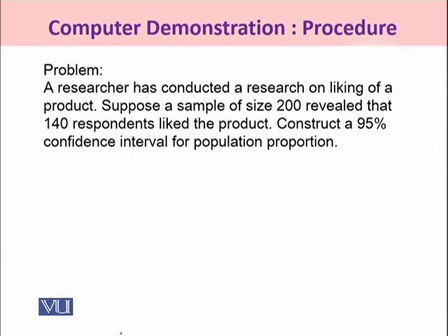A researcher has conducted a research on liking of a product. Suppose a sample of size 200 revealed that 140 respondents like the product. So what we are given, students, is the sample size, that is 200. So here n is 200 and x is 140. And we are required to construct the 95% confidence interval for the unknown value of the population proportion.